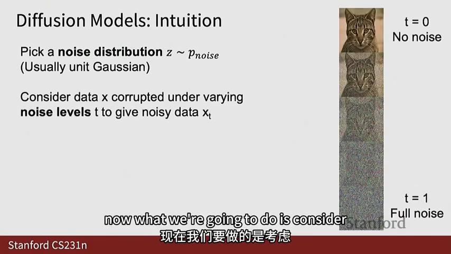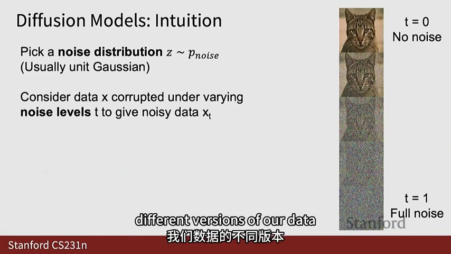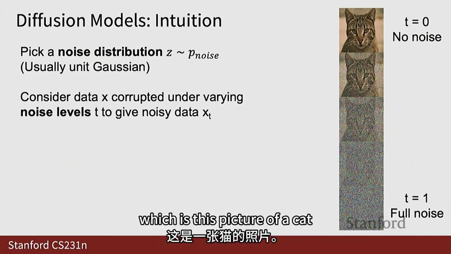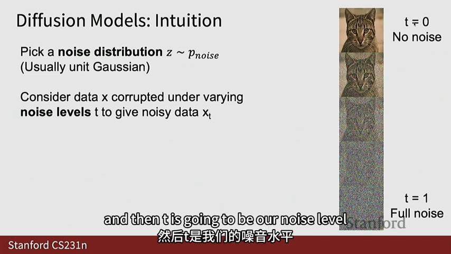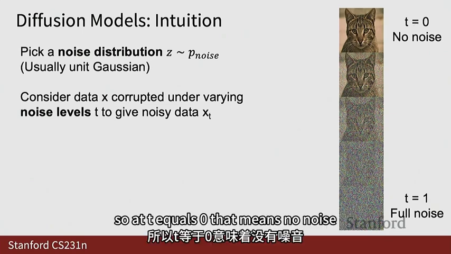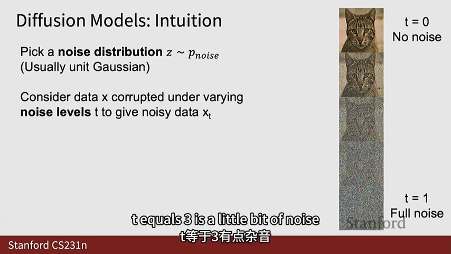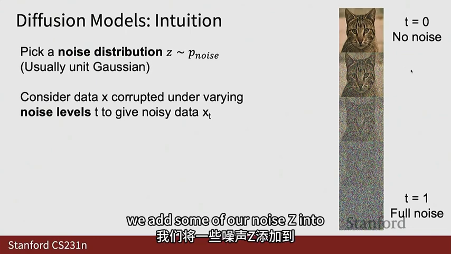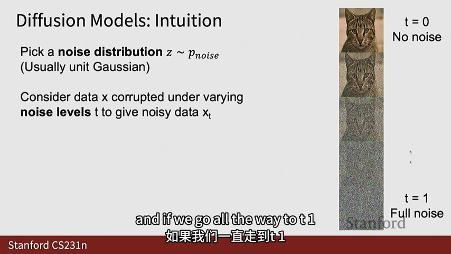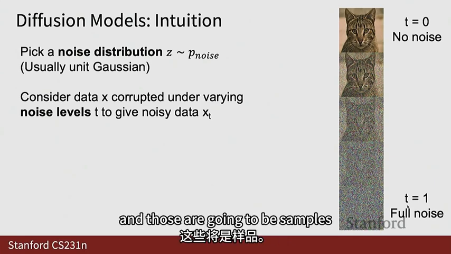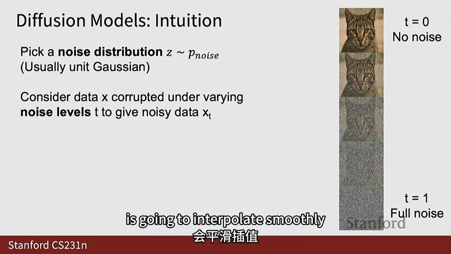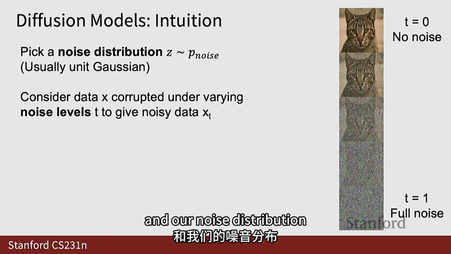Now what we're going to do is consider very different versions of our data that are corrupted by increasing levels of noise. Here, if we have a data sample, which is this picture of a cat, then t is going to be our noise level, which ranges from 0 to 1. At t equals 0, that means no noise, a totally clean data sample. t equals 0.3 is a little bit of noise: we mix some of our noise Z into our data X. And if we go all the way to t equals 1, we get full noise, and those are going to be samples directly from our noise distribution. So this t parameter is going to interpolate smoothly between our data distribution and our noise distribution.